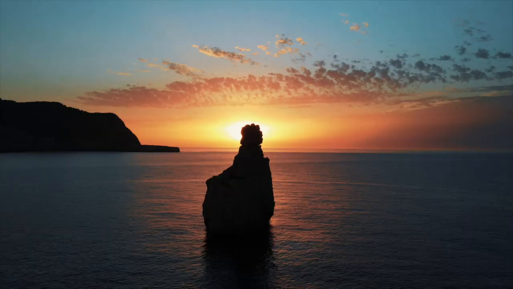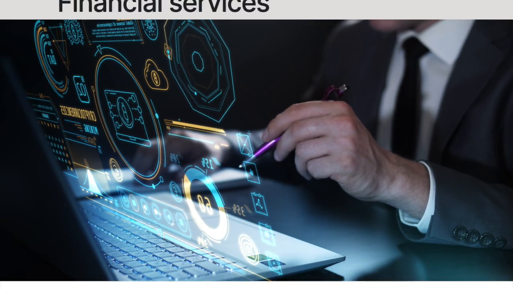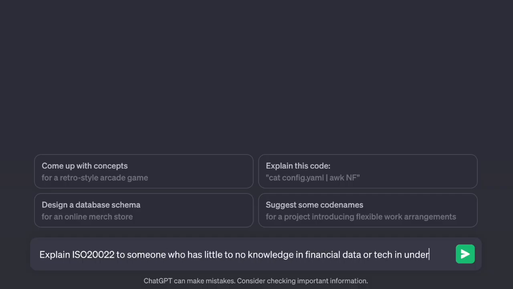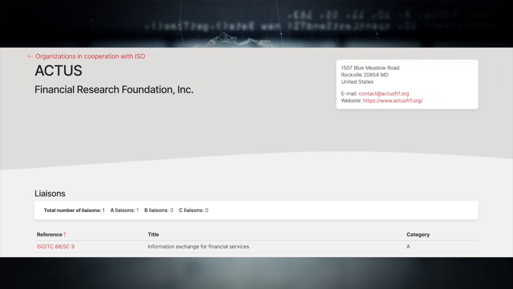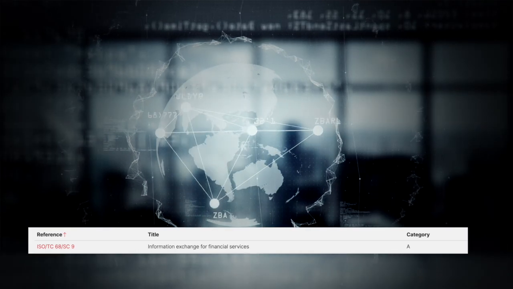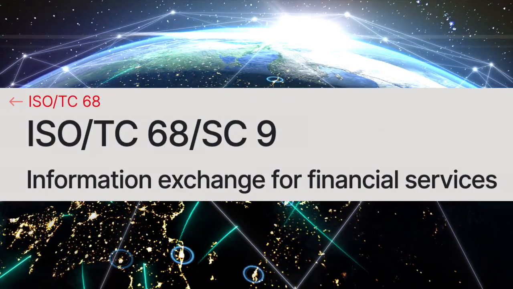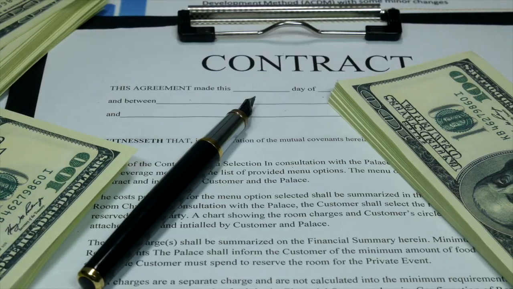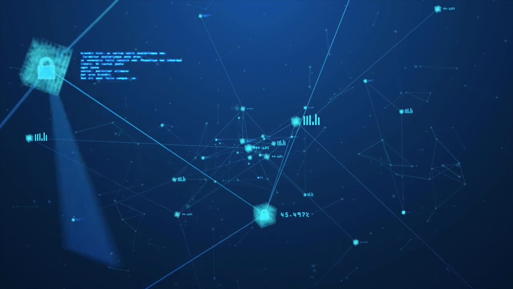And as we previously discussed, this is the standard that initially founded and oversees ISO 20022. Given that TC68 is the standard for all of financial services and ISO 20022 is specifically for financial data, it would make sense why ACTUS is involved. We can see that this liaison is specifically for TC68 Subcommittee 9, which is the standard committee for information exchange of financial services. Again, this directly aligns with what ACTUS is doing with financial standards. After all, much of financial contracts is largely data exchange across different entities anyways. So it only makes sense that ACTUS, which is a financial contracts data standards body, would have a Category A liaison with ISO TC68, which creates standards on all financial services, while also founding the ISO standard for financial data.